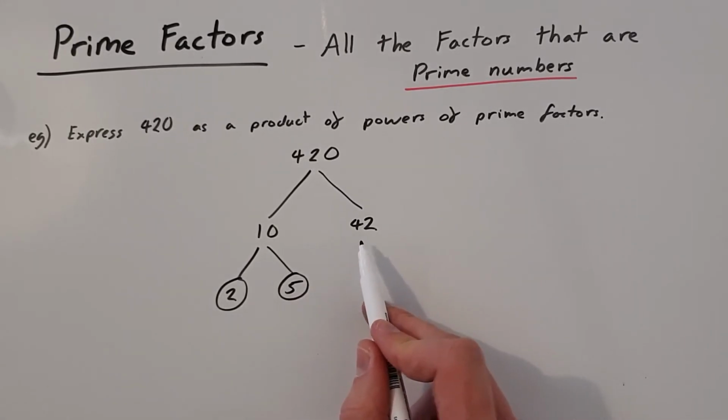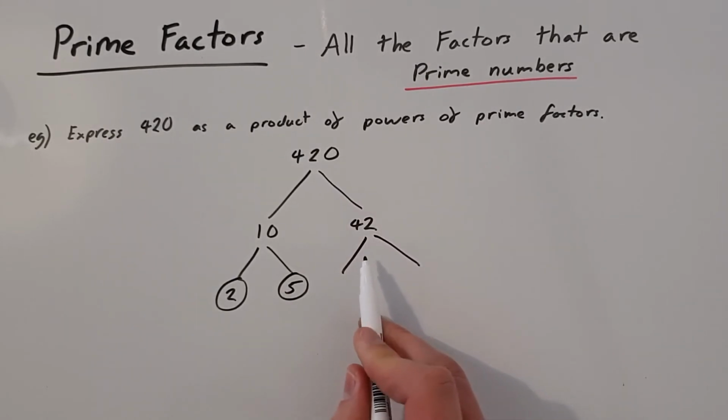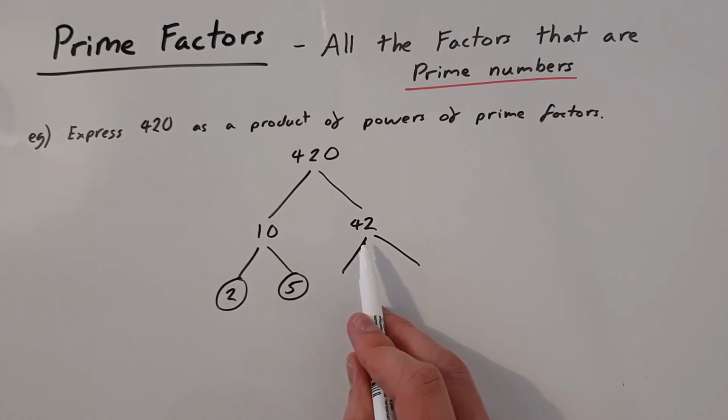Moving over to the 42 then, we'll do the exact same thing on this side, do some more branches, and we'll look at 42 and we'll say, right, which numbers multiply to give 42? So we've got a couple of options here, and it really doesn't matter which way we'll go. We know that 6 times 7 is 42, and we know that because it's an even number, so 2 goes into it, and 2 times 21 goes into it as well. And it doesn't really matter which one we'll pick.